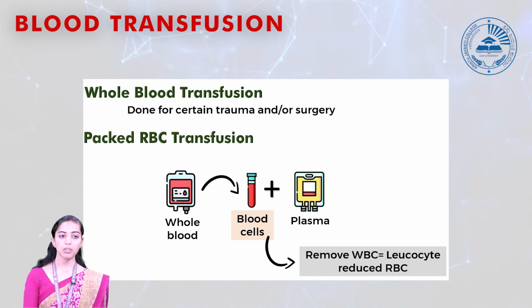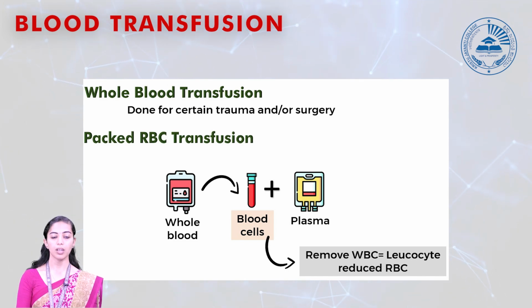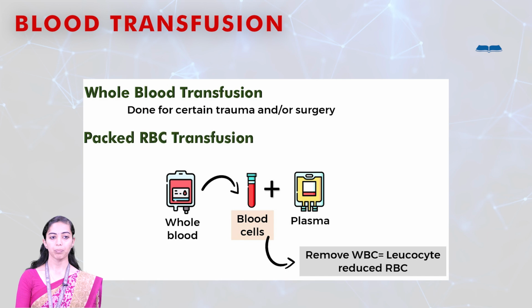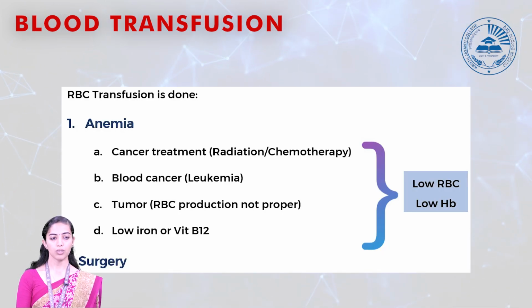At the same time, if the person only needs RBC, we take the blood cells and plasma separated by a process called centrifugation and remove the WBC, which is called leukocyte reduced RBC. Generally, this is done when a person has anemia or surgery.